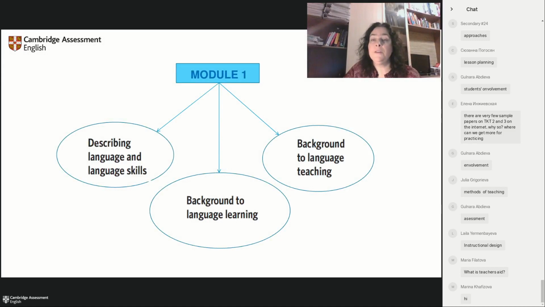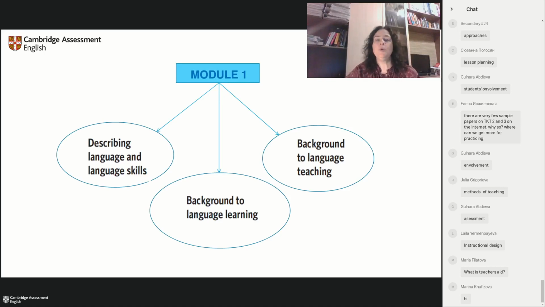Teacher's aids, different tools you can use. For example, a whiteboard is one of the aids you can use. Visuals, different posters, flashcards. Teaching materials if you want. Instructional design, yes, Leila, absolutely.